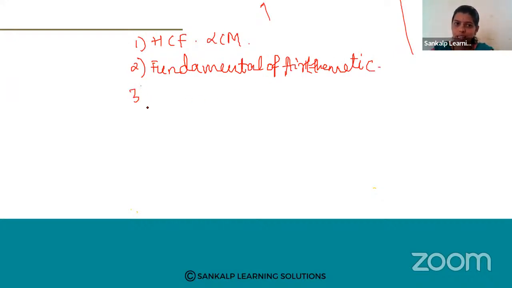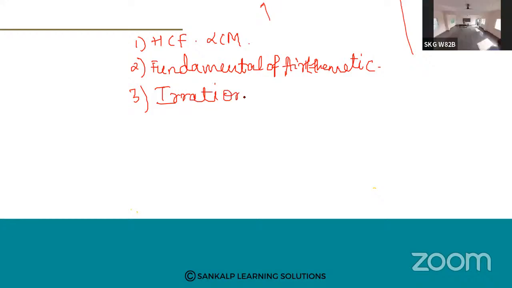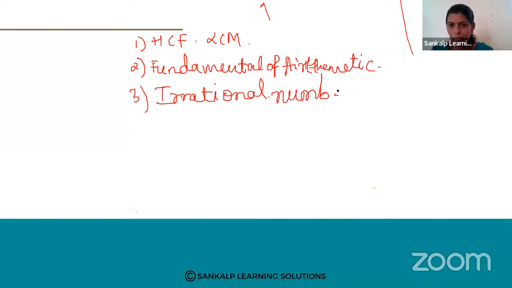Next, irrational numbers. Prove that root 5 is an irrational number. We call it revisiting theorem. Irrational numbers. Only this much is there in your syllabus. So it is a very easy topic, and it is like a bonus for you. So it is an easy topic. All the problems are very easy.